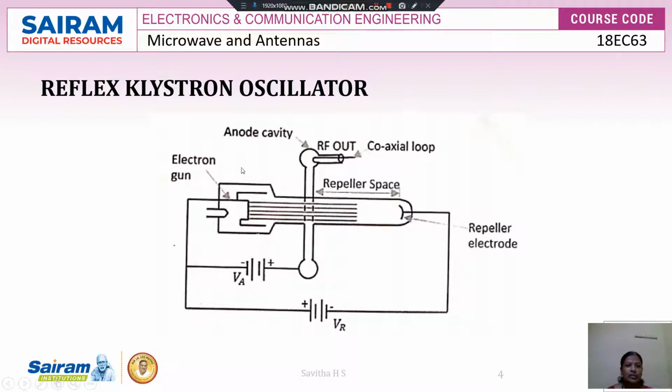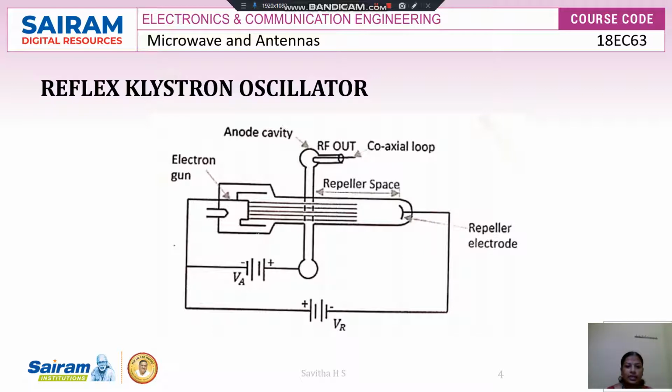The reflex klystron oscillator consists of electron gun, anode, RF out, coaxial loop, repeller space and the repeller electrode. The electron gun emits the electron beam which passes through the gap in the anode cavity. These electrons travel towards the repeller electrode which is at high negative potential. Due to the high negative field, the electrons are repelled back to the anode cavity. So in the return journey, the electrons give more energy to the gap and these oscillations are sustained.